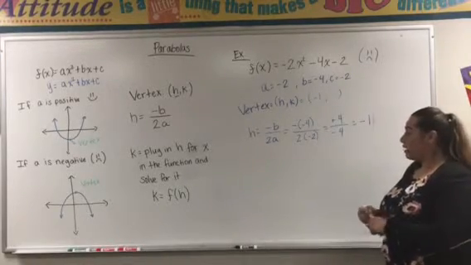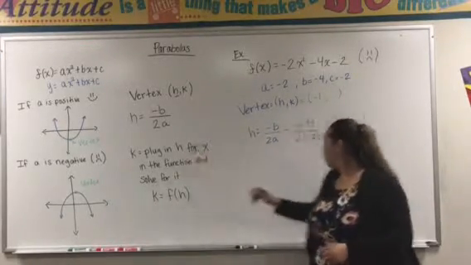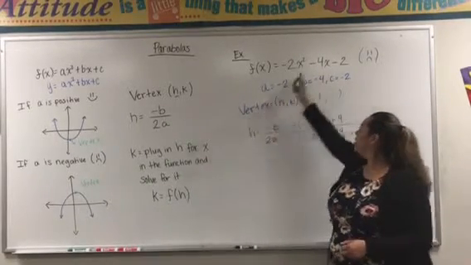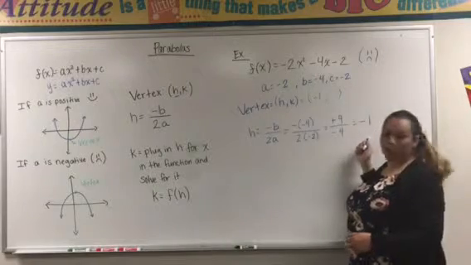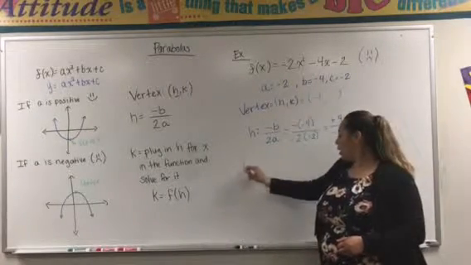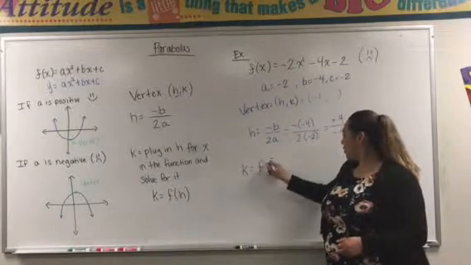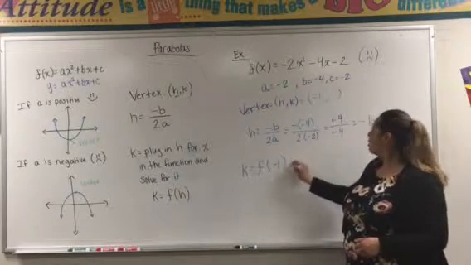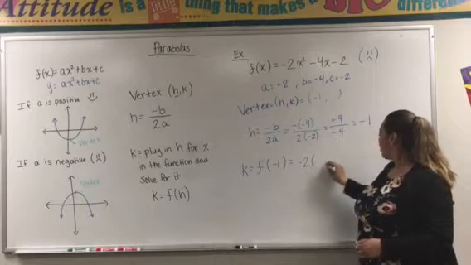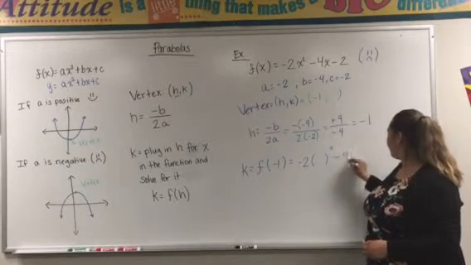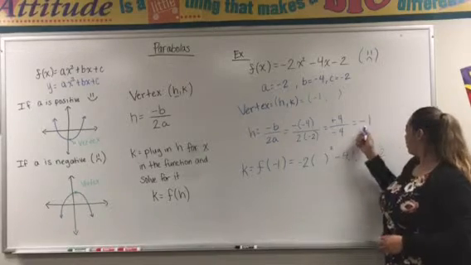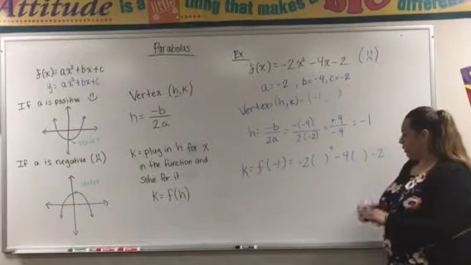Now we're going to figure out what k is. For k, we're going to plug in our negative 1 into x and solve for it. So wherever we see the x's, we're going to plug in negative 1. So k is equal to the function of, instead of x, negative 1, which is equal to negative 2, and then I'm going to put parentheses everywhere that we have the x. So instead of the parentheses, substitute it with this negative 1.